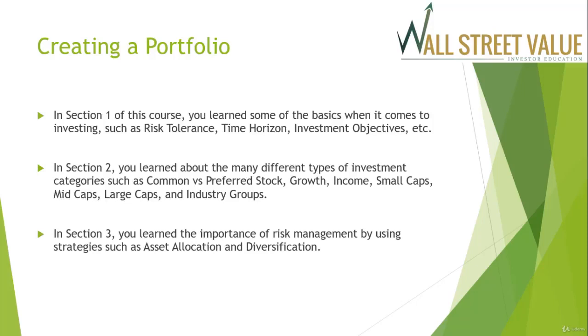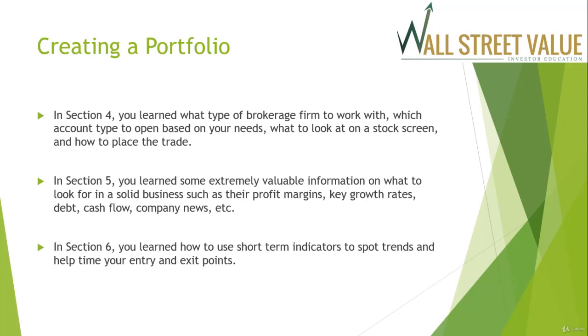In section 1 of this course, you learned some of the basics when it comes to investing, such as risk tolerance, time horizon, and investment objectives. In section 2, you learned about the many different types of investment categories, such as common stock versus preferred stock, growth versus income stocks, small caps, mid caps, large caps, as well as the industry groups in which all of these companies fall. In section 3, you learned the importance of risk management by using strategies such as asset allocation and diversification. And then in section 4, you learned what type of brokerage firm to work with, which account type to open based on your needs, and what to look at on a stock screen and how to place a trade.